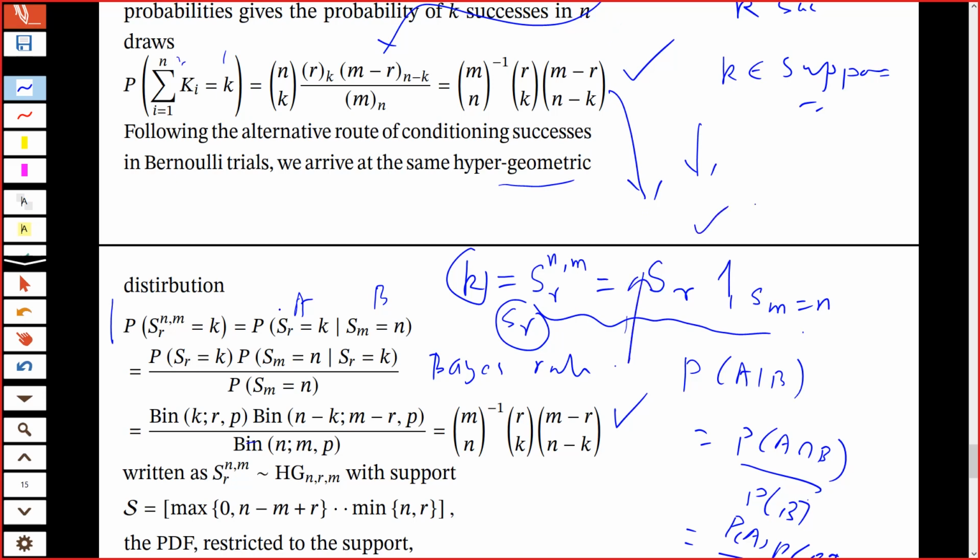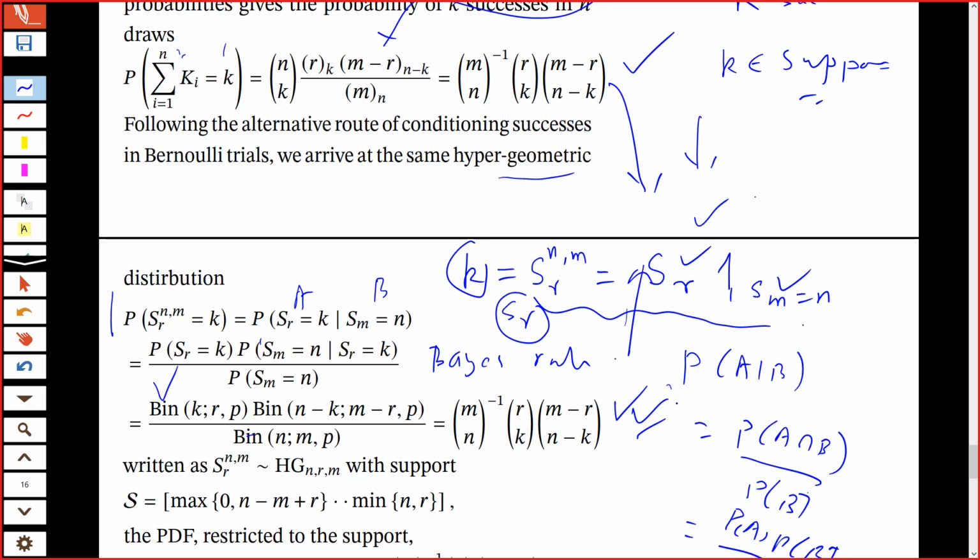So whether I use conditioning, so you condition one binomial, listen to this carefully, you condition one binomial distribution over another binomial distribution, क्योंकि ये भी तो binomial है ना, SR भी binomial है, SM भी binomial है. Conditioning one binomial over another binomial gives you hypergeometric. And you saw that that's the same hypergeometric.